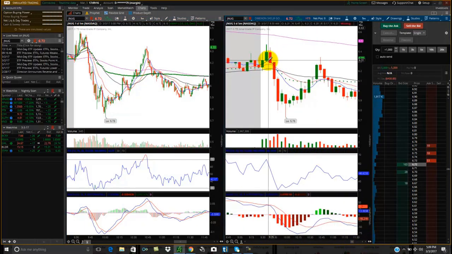You'll see right here, the 9 crossed below the 20, which is the red. So the blue is the 9, the 20 is the red. Once you start to see a crossover like that, that's a bearish sign. So when the 9 crosses below the 20 and price starts to fall below, that's very bearish. Now these are resistance. The EMAs become resistance lines.